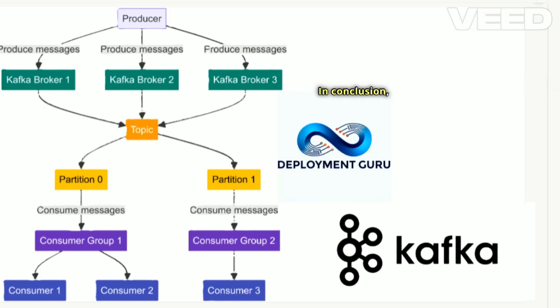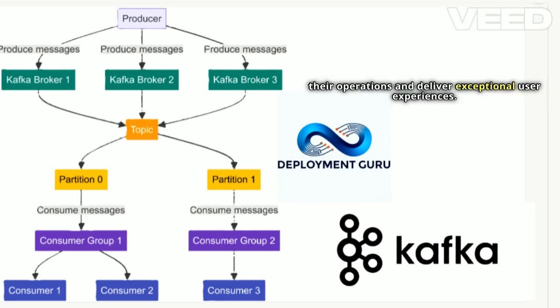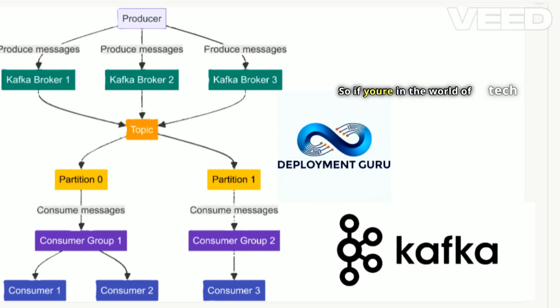In conclusion, Apache Kafka is a powerful tool that revolutionizes the way data is handled in real-time applications. Its architecture, working principles, and benefits make it a must-have for startups looking to scale their operations and deliver exceptional user experiences. So, if you're in the world of tech or data processing, Apache Kafka is definitely worth exploring.